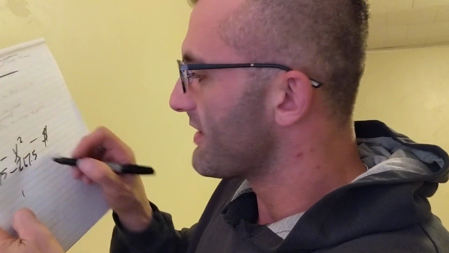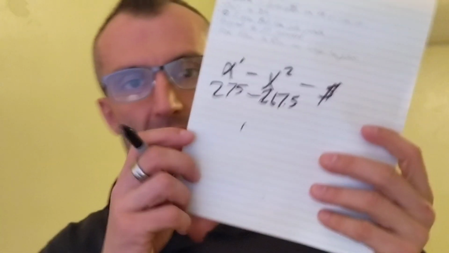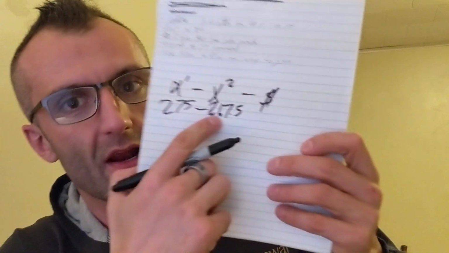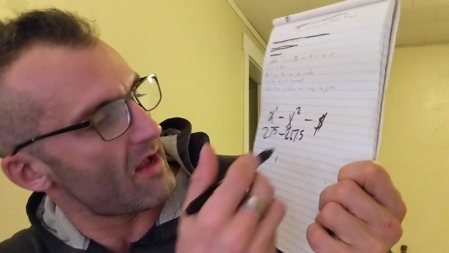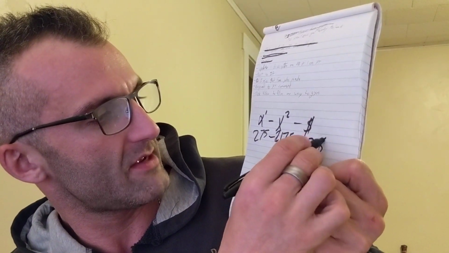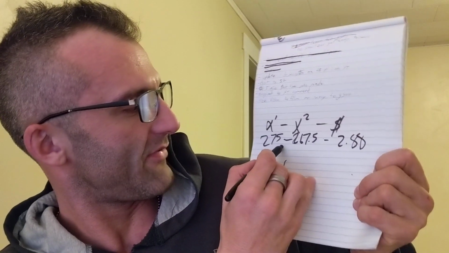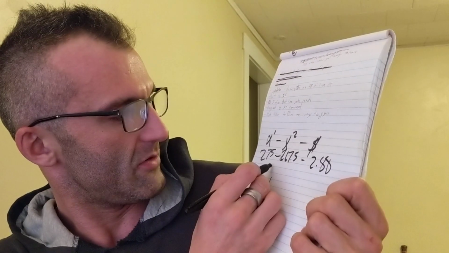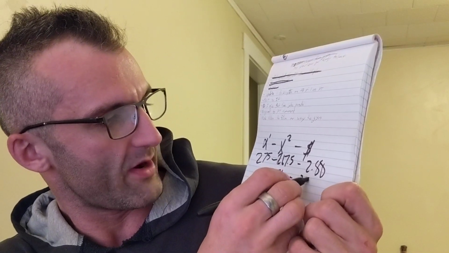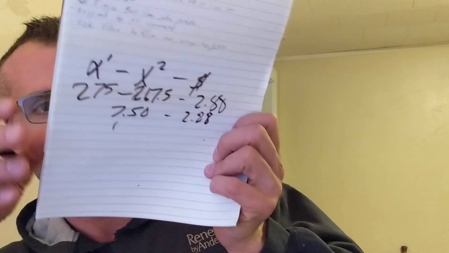So the difference between, so this is the strike price, right? This is the one that I sold short. This is the one that I purchased. And the money that I collected was 2.88. So if you take the difference between these two, it is 7.50 minus 2.88, right?